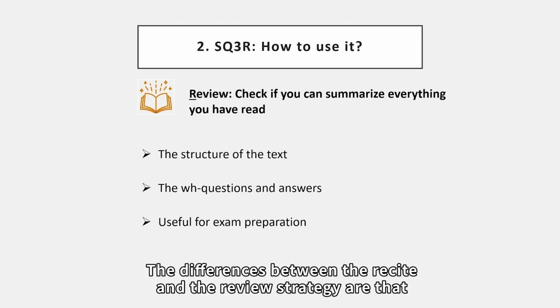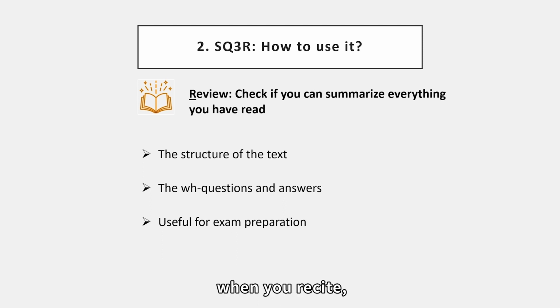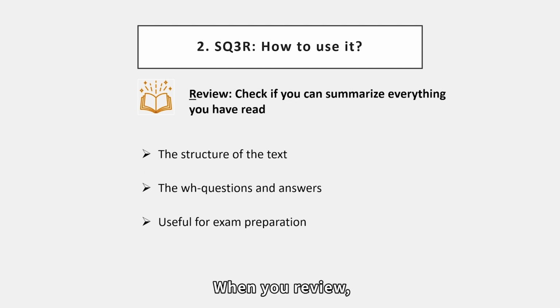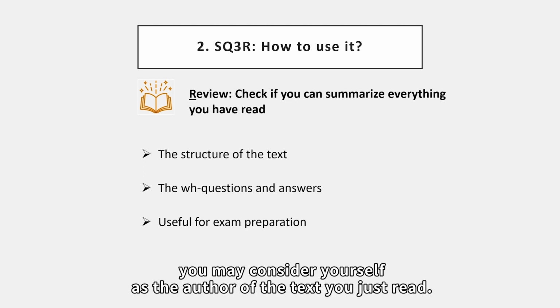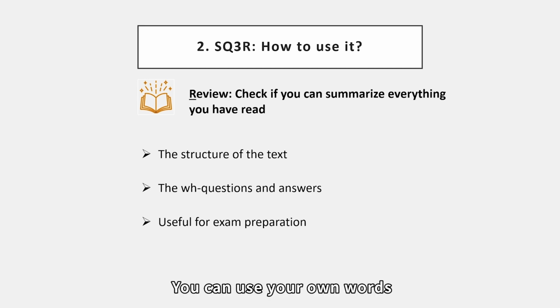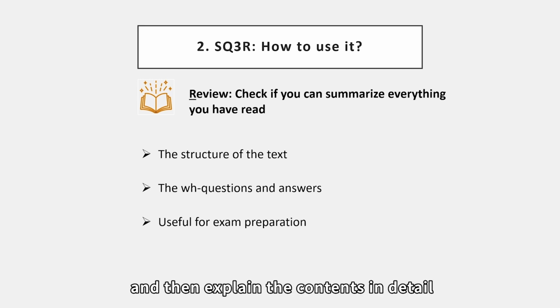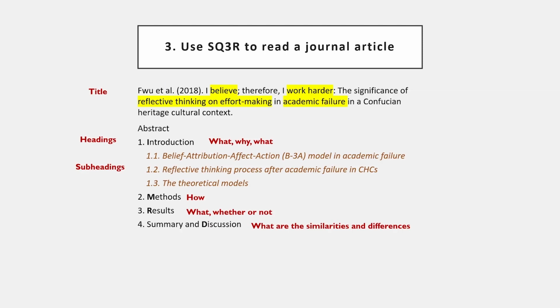The differences between the Recite and the review strategy are that when you recite, you focus on individual sections and the purpose is to check for understanding. When you review, you may consider yourself as the author of the text you just read. You can use your own words to explain the overall structure of the text to a potential reader, and then explain the contents in detail using a question and answer format.